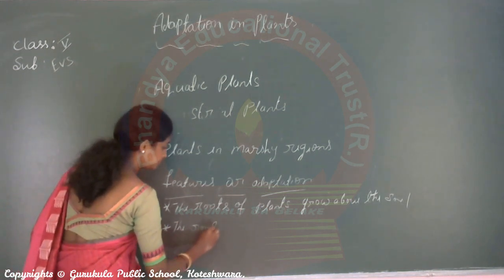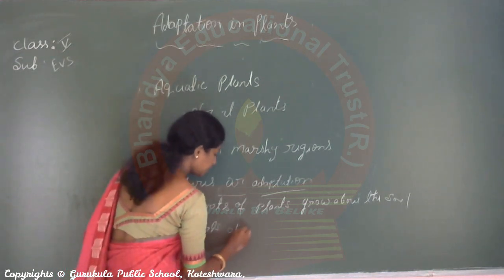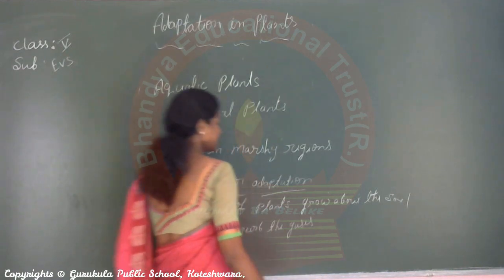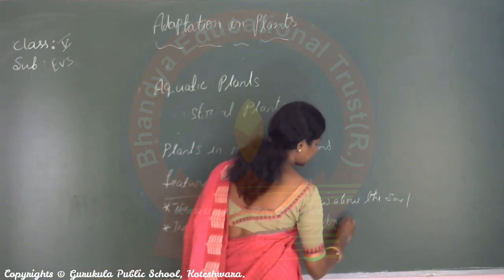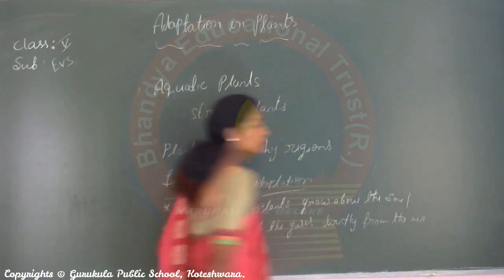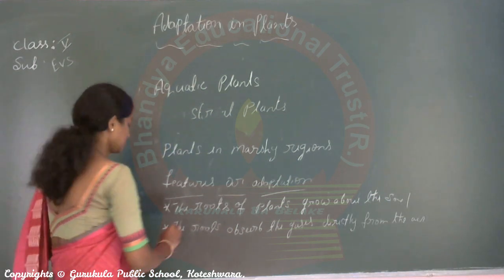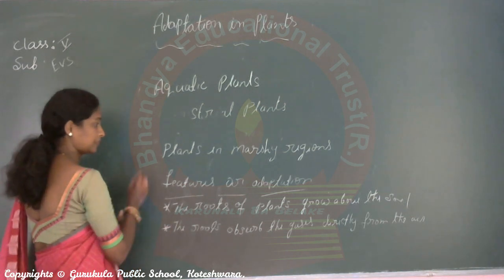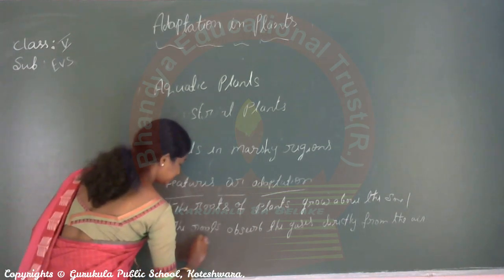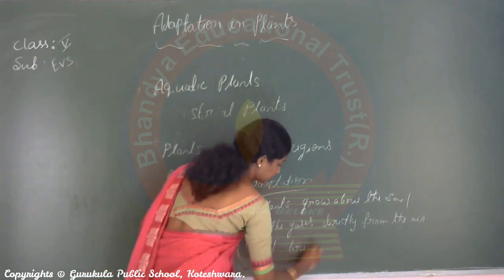The roots absorb the gases directly from the air. So they are called breathing roots.